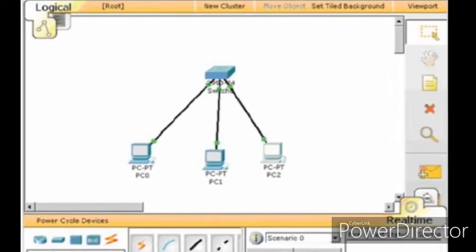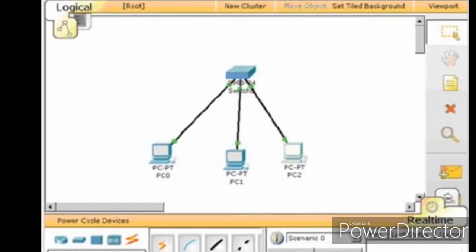So, this video is all about the summary of chapter 2. In chapter 2, it's about a packet tracer. It's more on a packet tracer. But before that, I will discuss to you first the user exec mode.